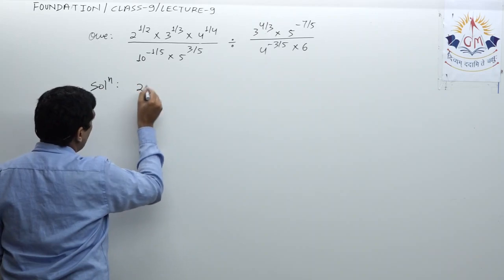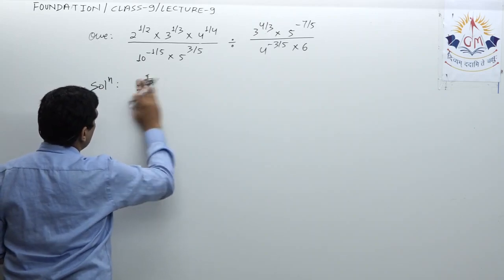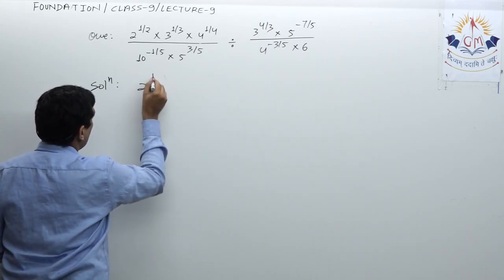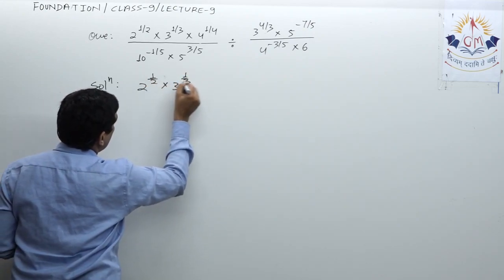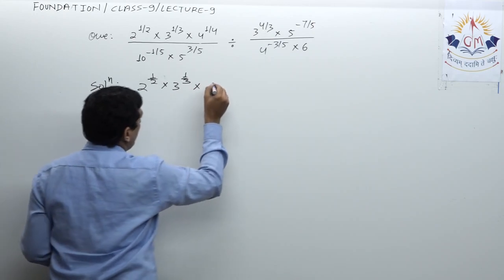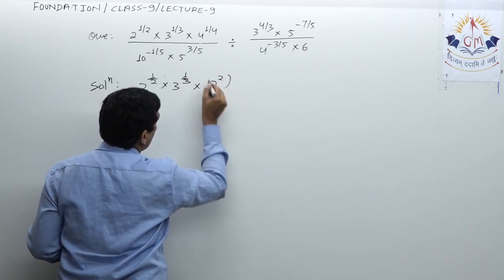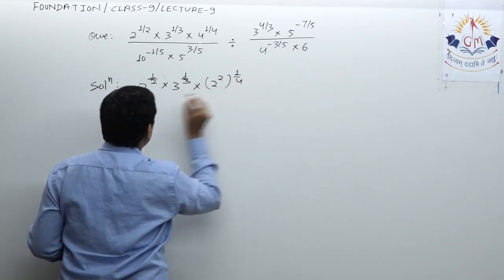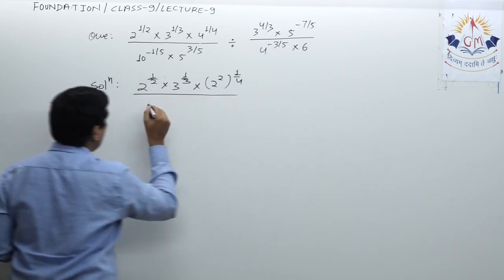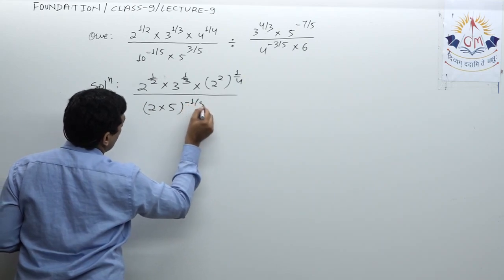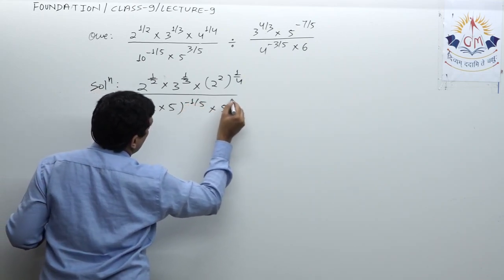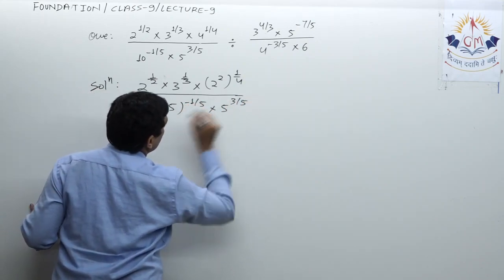So here it is 2 raised to 1 by 2, 3 raised to 1 by 3, 2 square raised to 1 by 4, divided by 2 multiplied by 5 raised to minus 1 by 5, 5 raised to 3 by 5.